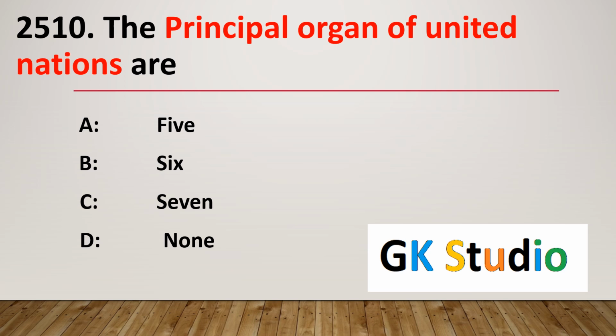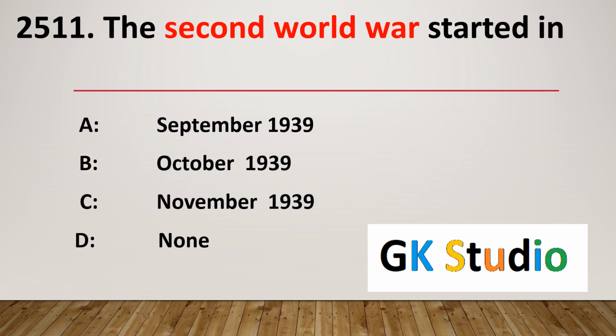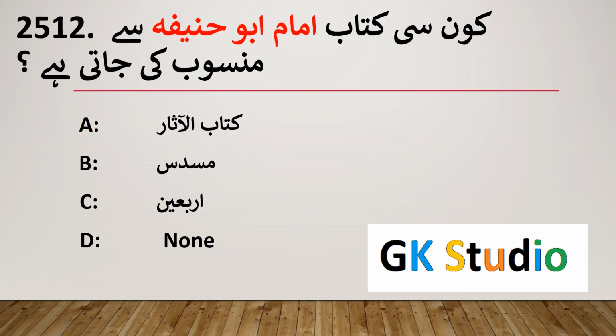The principal organs of the United Nations are six. The Second World War started in September 1939.